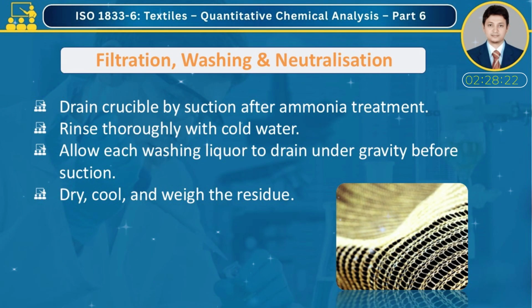Filtration, washing and neutralization. Following ammonia neutralization, rinse the crucible and residue thoroughly with cold water. Allow each washing liquor to drain naturally before applying suction to avoid fiber loss. Once rinsing is complete, dry the crucible and residue in the oven, cool to room temperature, and record the final mass. This weight will be used for the calculation of fiber composition.